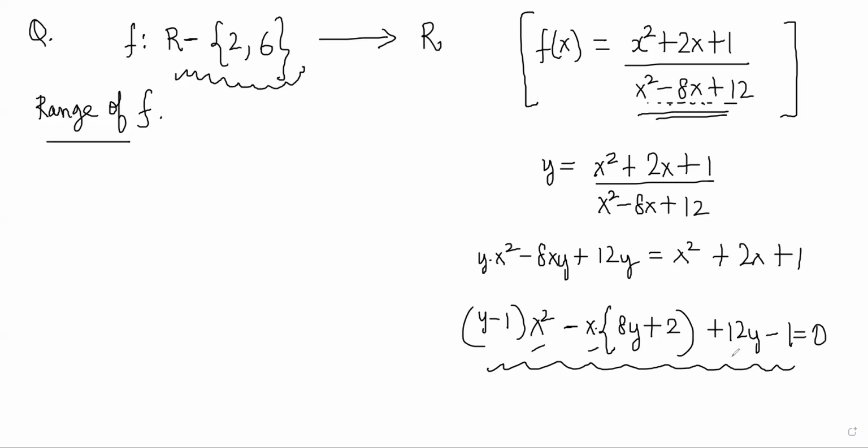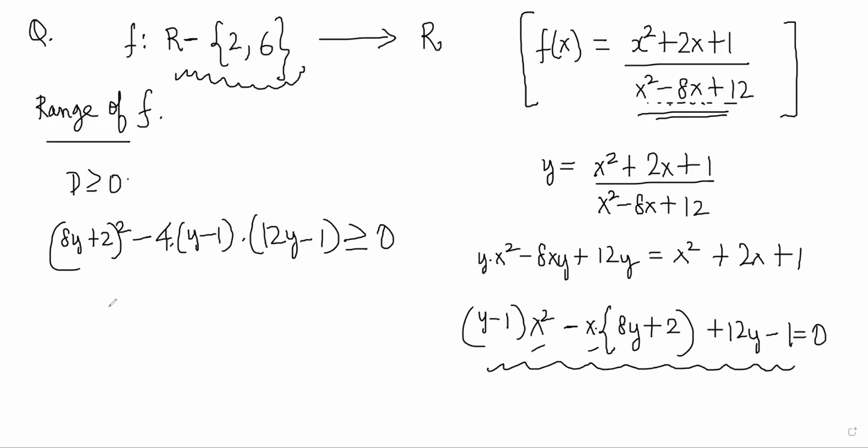So we can say that the discriminant of this quadratic has to be greater than or equal to 0, right? Yes. So that will come (8y + 2)² − 4(y − 1)(12y − 1) ≥ 0, right? Yes. And now you'll get a new quadratic from here. Notice you can take 2 common, it will become 4 outside and 4 will cancel. So you will get (4y + 1)² − (y − 1)(12y − 1) ≥ 0.